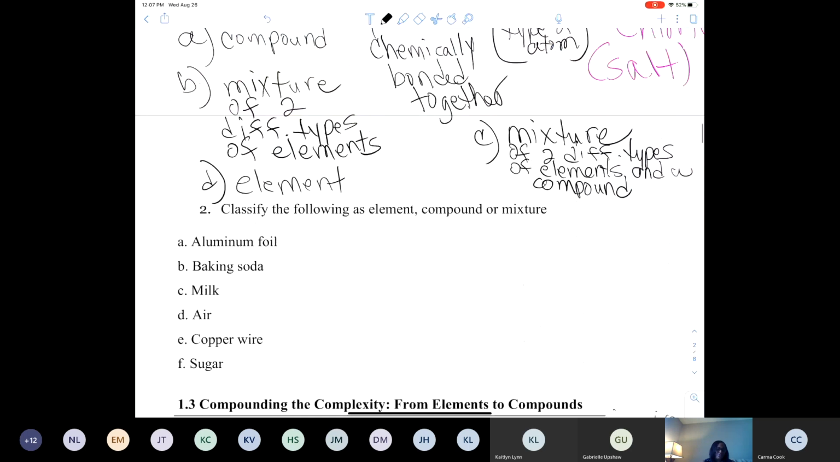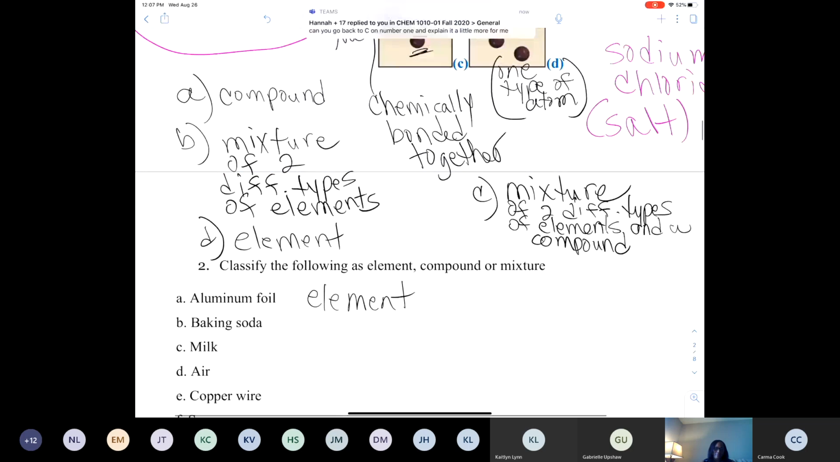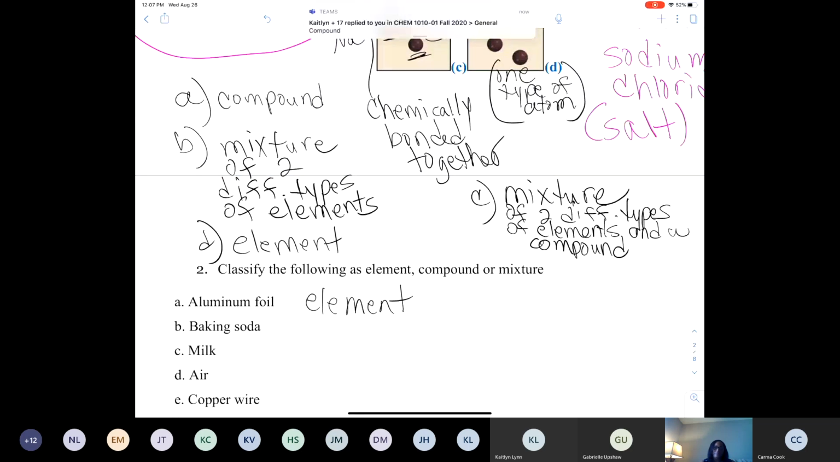What about number 2? You got A through F, classify them as element, compound, or mixture. Aluminum foil, that would be an element. Thank you very much, Caitlin and Jaden. Charlie, what about baking soda? Baking soda is a compound. I agree. Baking soda is also called sodium bicarbonate.